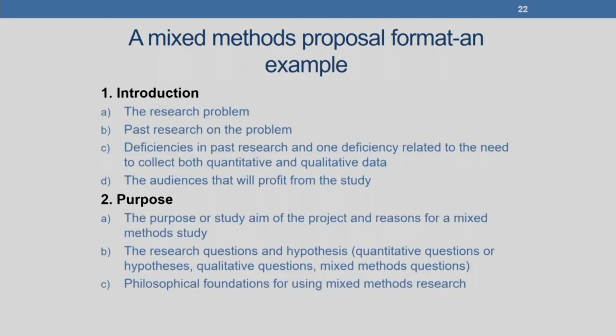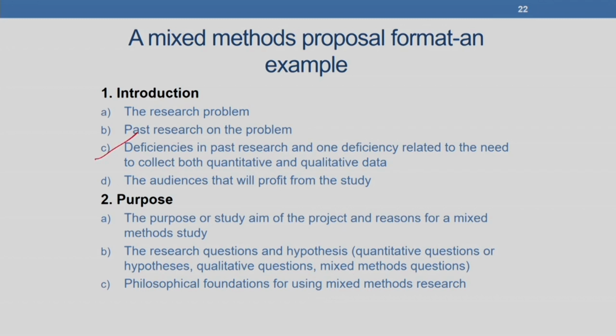So, let us also look at an example of a mixed methods proposal format. What are the different categories or sections that must be contained in a mixed methods proposal format? The first is introduction. The introduction must cite the research problem, the past research on the problem, deficiencies in past research and one deficiency related to the need to collect both quantitative and qualitative data.